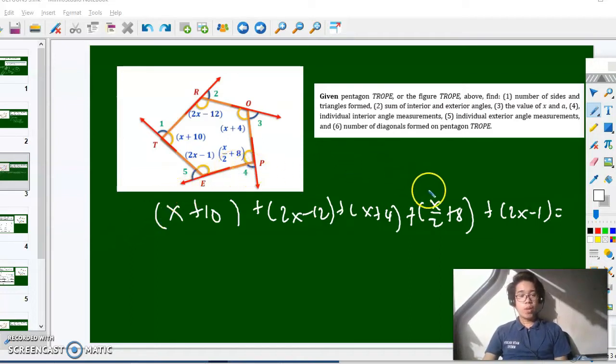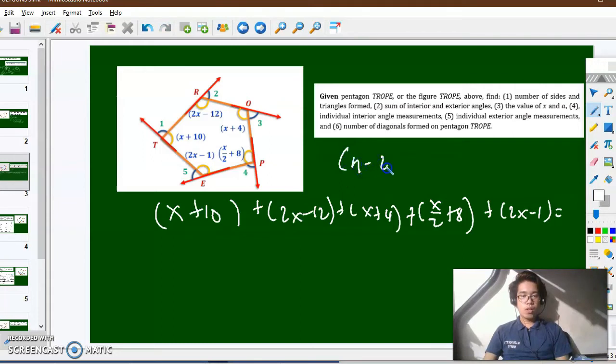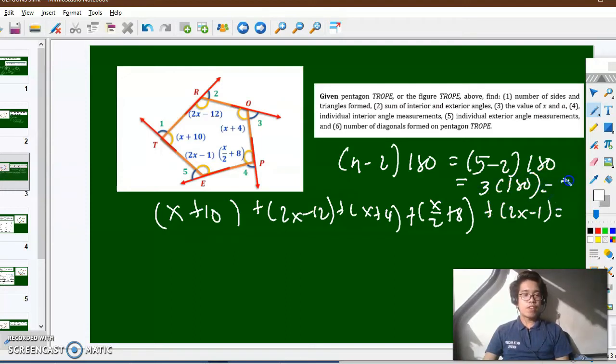What value do we equate these terms to? To solve for that value, we write the equation n minus 2 times 180. What's the value of n? We can write 5 because it's the number of sides. So 5 minus 2 times 180, and 5 minus 2 is simply 3. So that's 3 times 180, and 180 times 3 is 540. That means we have to equate these 5 terms with 540, the measurement of the sum of the interior angles of the pentagon.